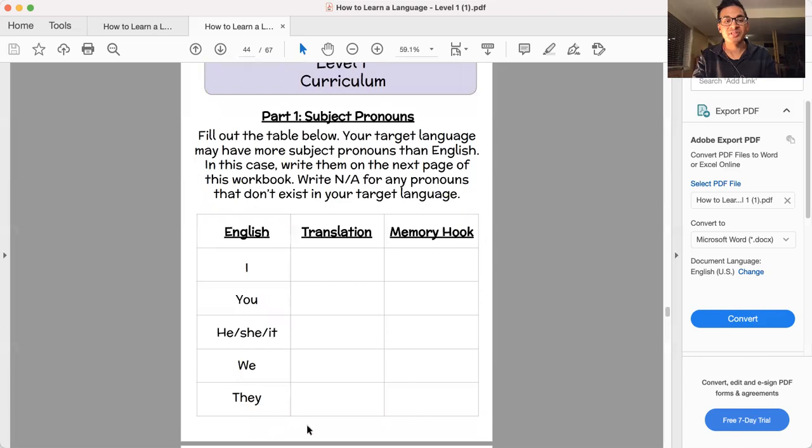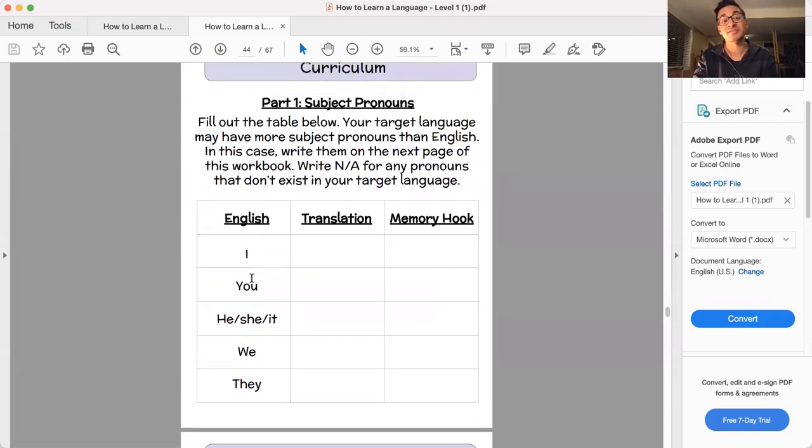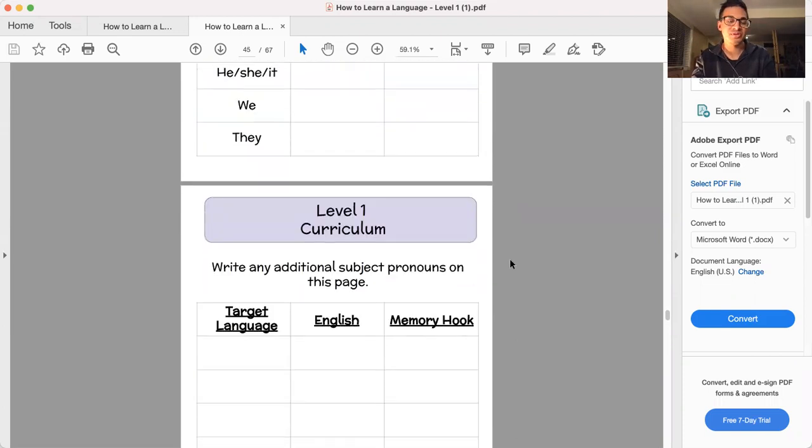If there's ever one of these subject pronouns that doesn't exist, maybe just put NA in the chart in this table. And don't forget to use your memory hooks to help you remember the word, especially if there are lots and lots of subject pronouns. It's not just one simple word for I, you're going to need memory hooks to help you differentiate between the different words for I or you or he or whatever it is.